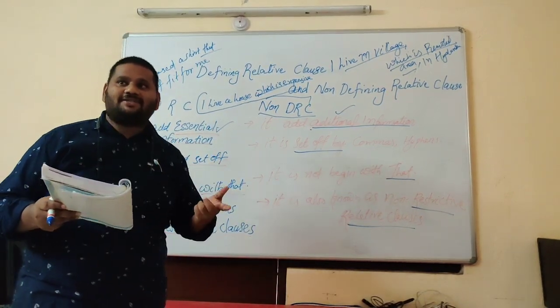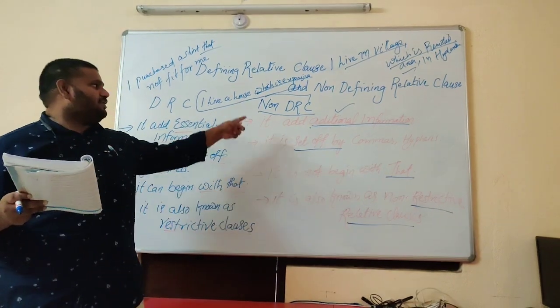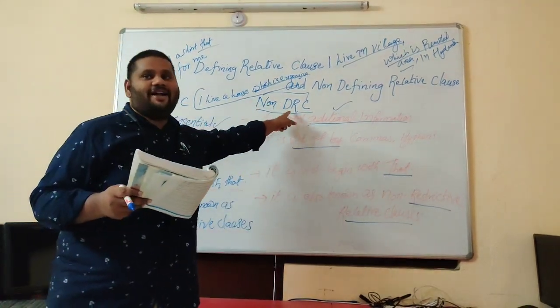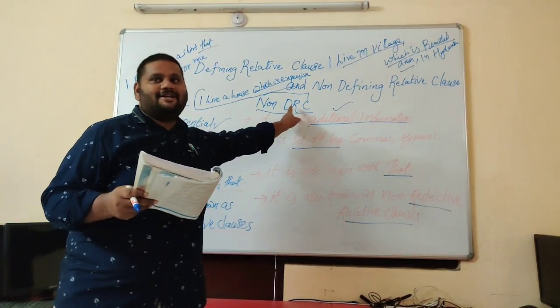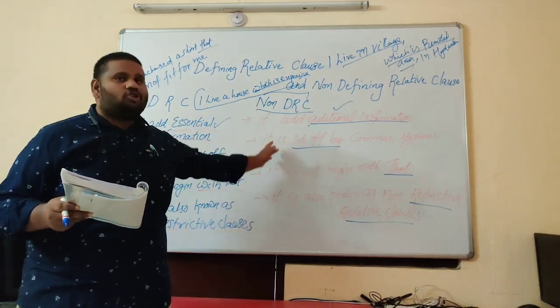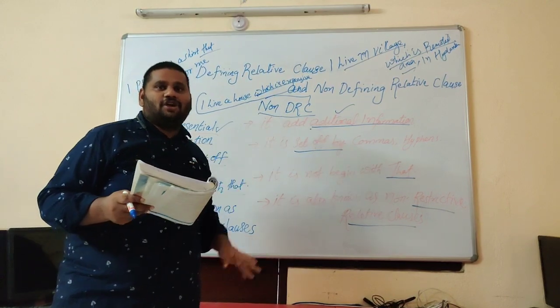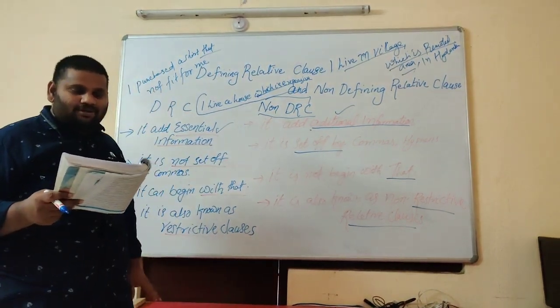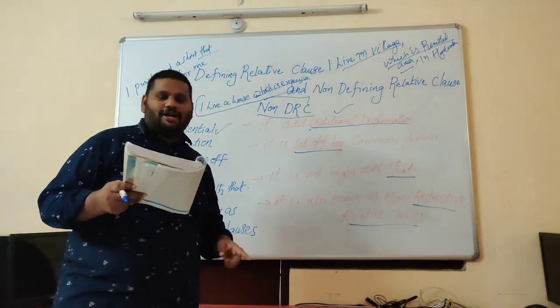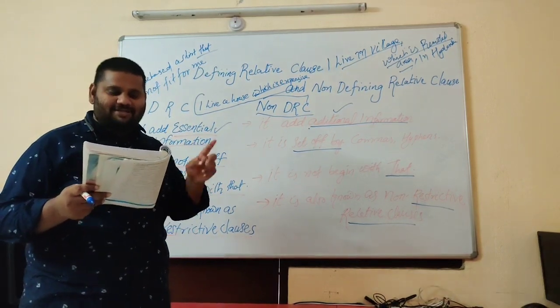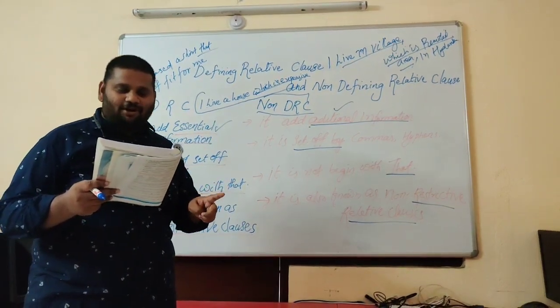So what kind of sentence is this? That is called a non-defining relative clause. This sentence has a lot of commas in it, so that sentence contains a non-defining relative clause. So again, if you turn to page number 4, the same paragraph follows.